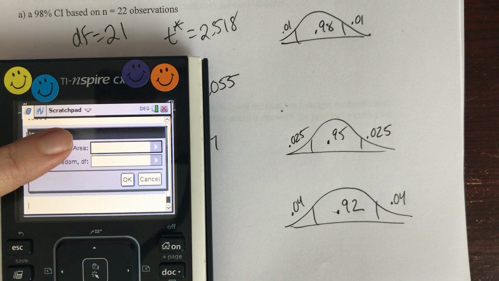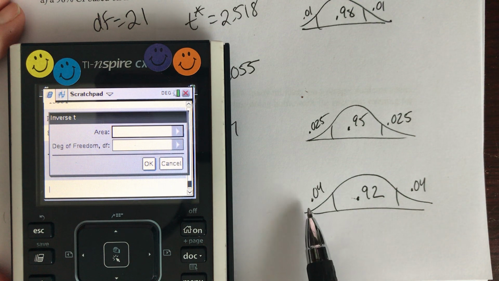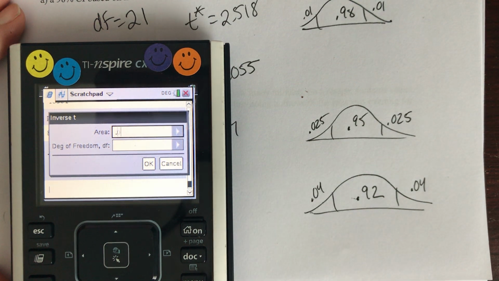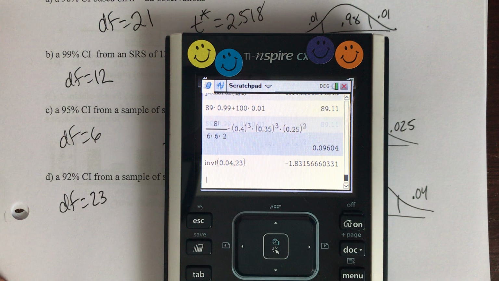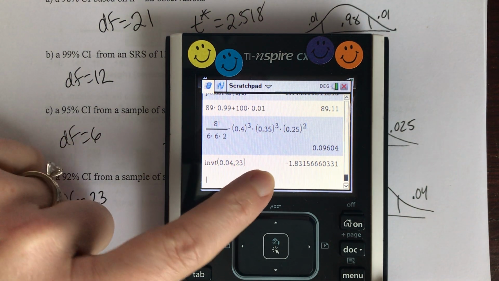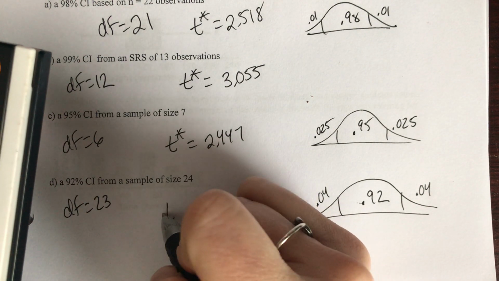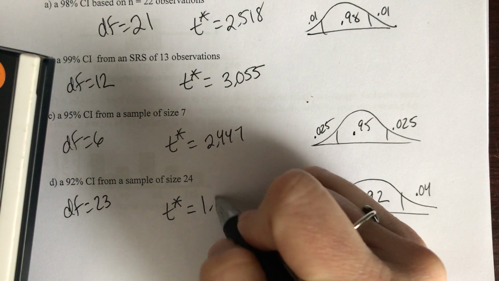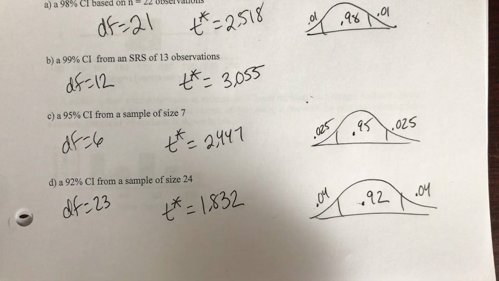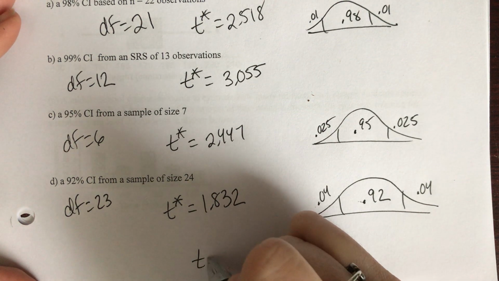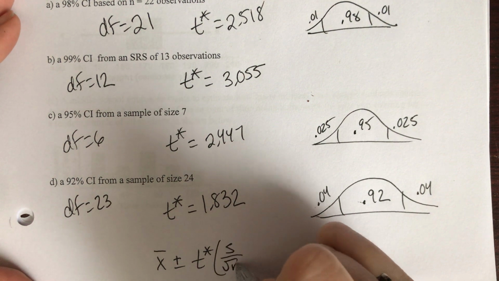The area, just like when we used inverse norm, still goes from negative infinity up to the line. So for this problem, we would be having 0.04 as the area. And it gives us the degrees of freedom, 23, and our t-star. Now they gave me the negative because I did the left tail. I also could have done 0.96, adding these together to get the positive. But really, it doesn't matter. I just always write the positive because the formula will take care of the positive and the negative. Because the formula for doing your interval is going to be x bar plus or minus t-star times standard deviation over root n.